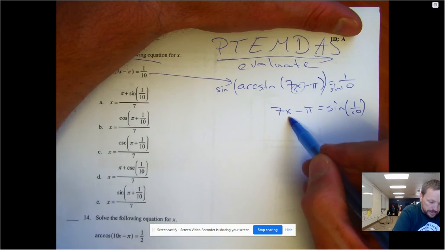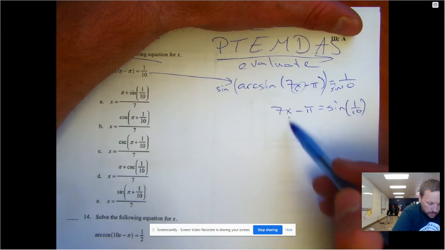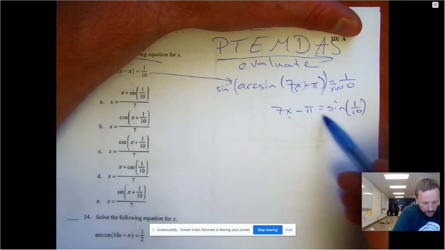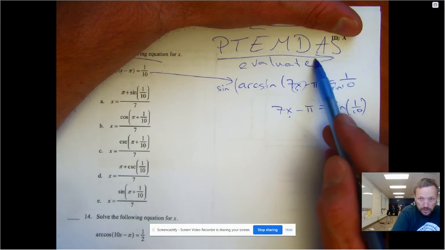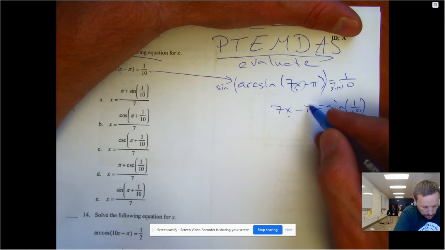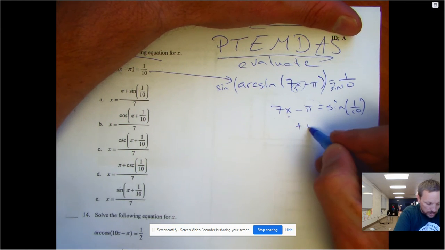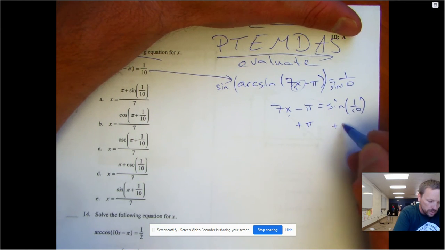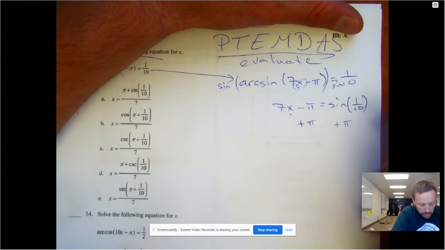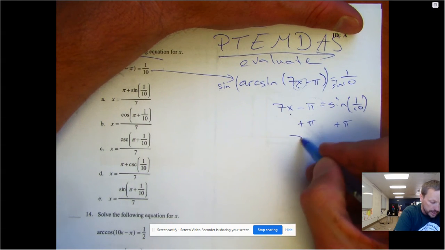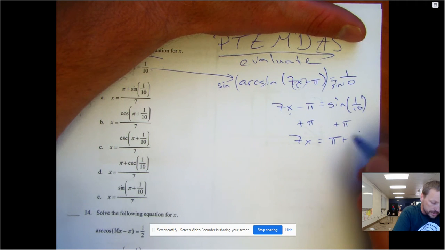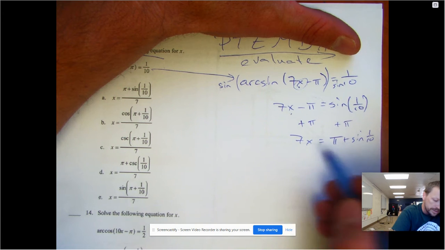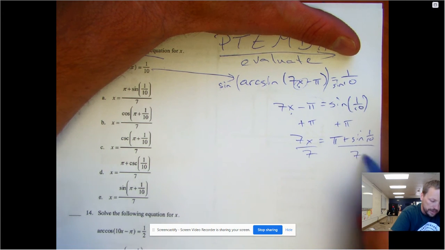Now we want to get the x by itself. And so, again, what we want to deal with is the stuff farthest away. We want to get rid of this minus pi, the subtraction. So to undo that, just like you would back in elementary school, or middle school, you would add the pi to both sides. So now we're at 7x equals pi plus the sine of 1/10. And the last step then would just be to divide by that 7.